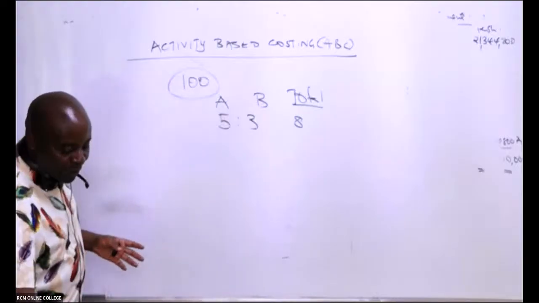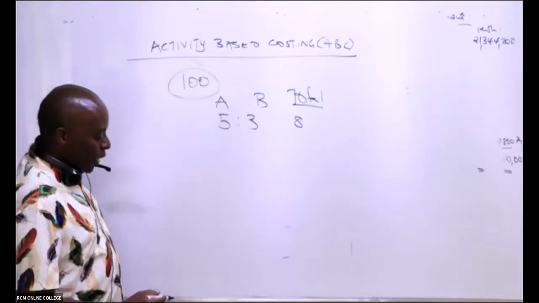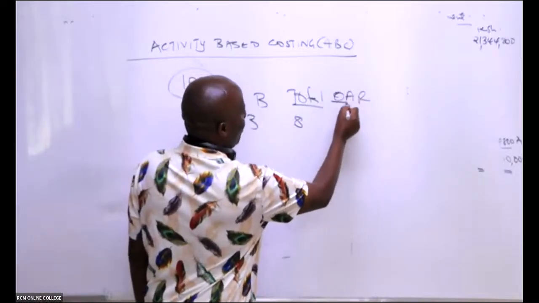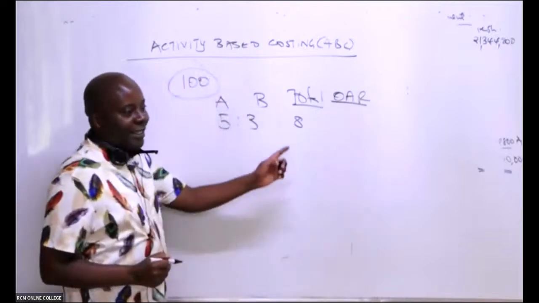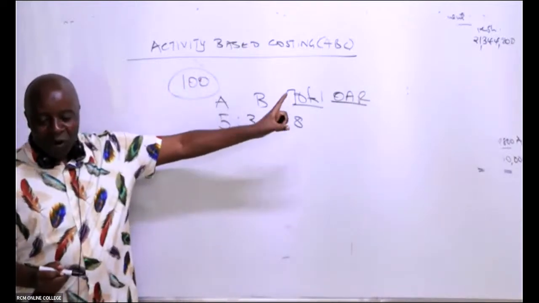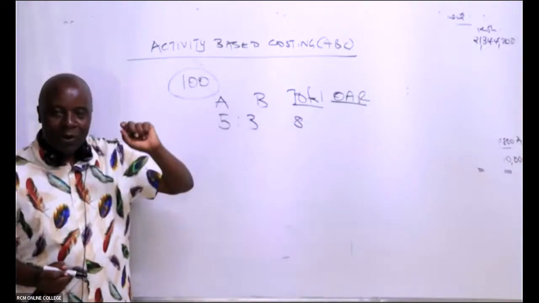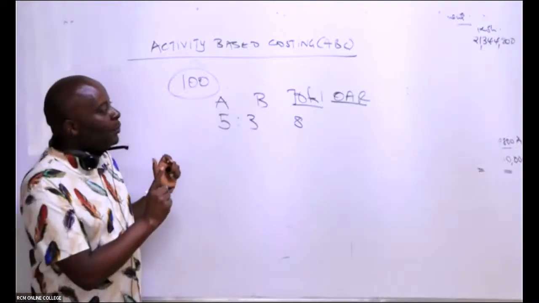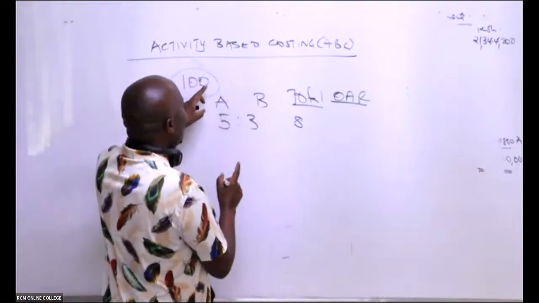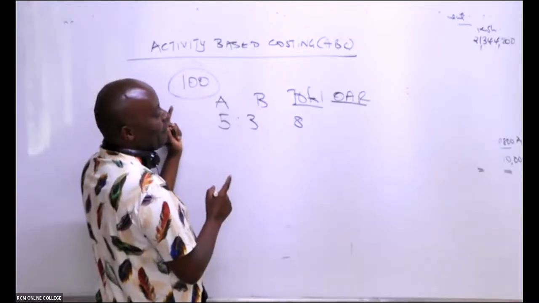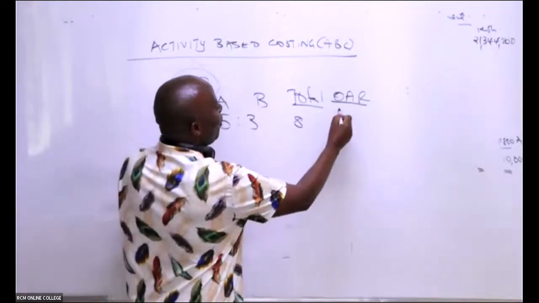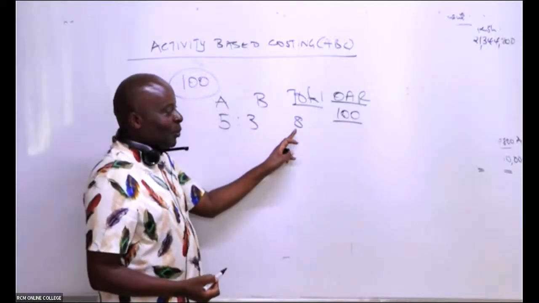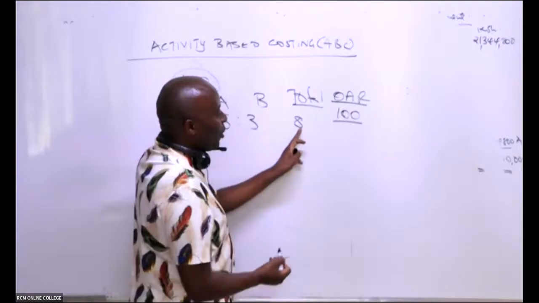Now, how about this other model? Your examiner loves what we call the OAR model, the overhead absorption rate model. Have you covered this? OAR, overhead absorption rate. This is the model that your examiner loves. In terms of overhead absorption rate, we take the total overhead, which is 100, and then divide by the total proportion here.